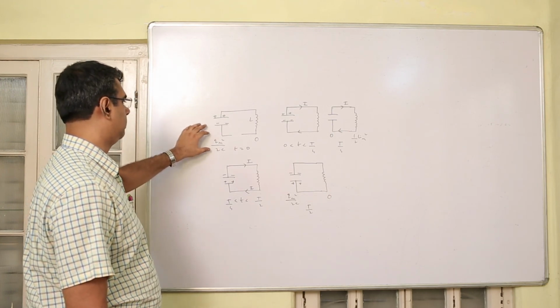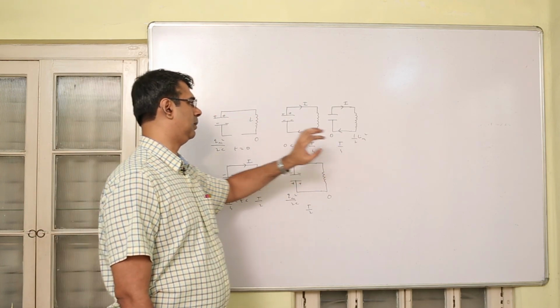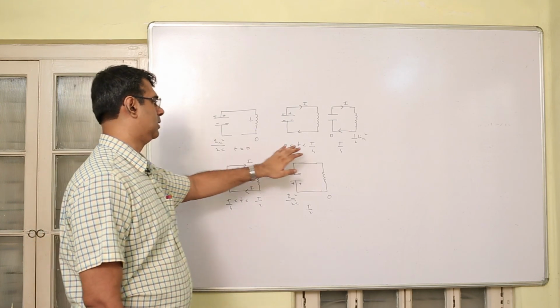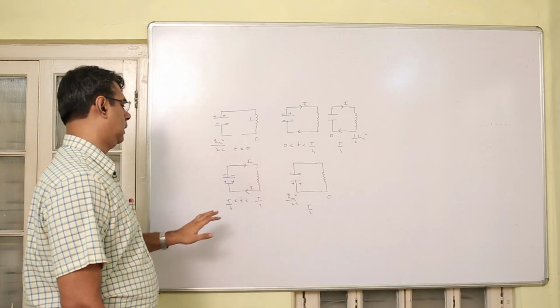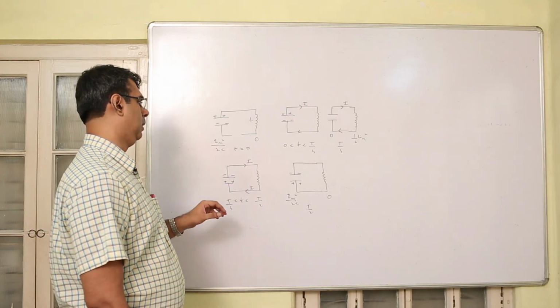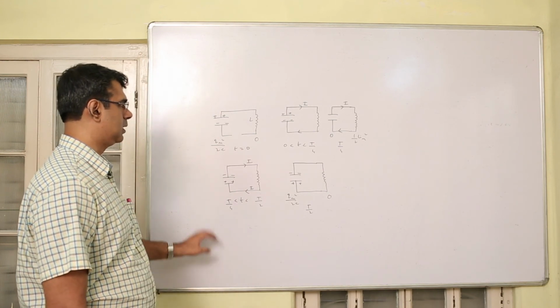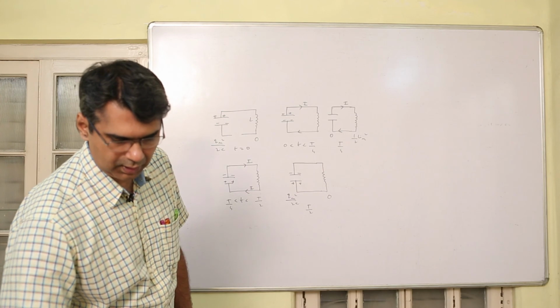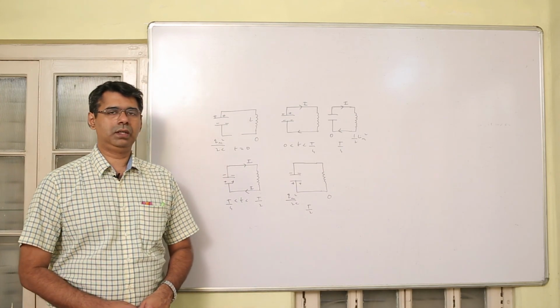Sometimes it will be purely electrostatic energy, sometimes it will be purely magnetic energy, and at some other times like these two, it will be a combination of electrostatic and magnetic energy, but the total energy will be a constant. So this completes LC oscillations, and it also brings us to an end of the chapter alternating current.